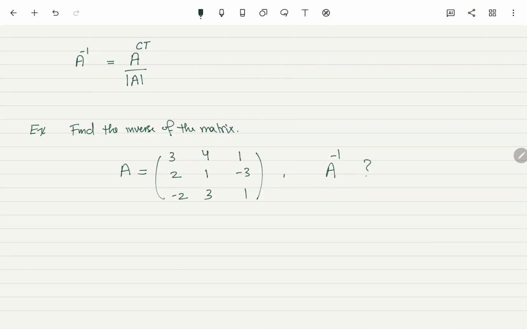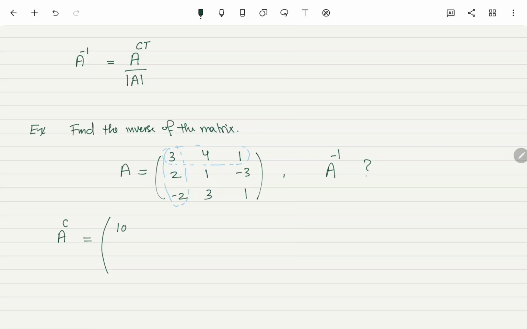Let's find the cofactors matrix, which equal to, as in determinants, when you cover the first, for instance, row and first column right here, the cofactor for element 3 is this. 1 times 1, it's 1, minus 3 times minus 3, it's 9. So 1 plus 9 is 10, which is the cofactor for element 3.